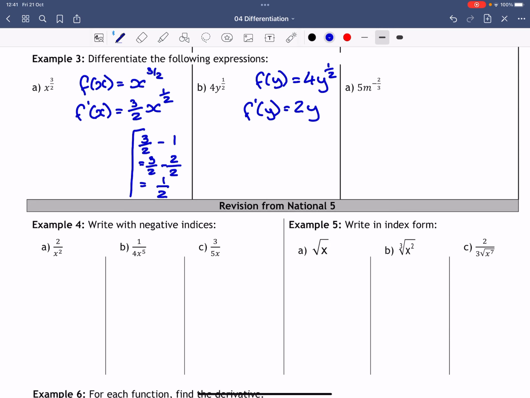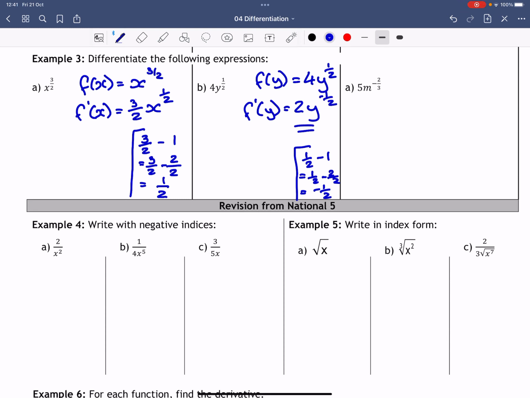Okay, so again, if you're not sure of that, go to the side, work it out. So 1/2 take away 1 is the same as saying 1/2 take away 2/2. 1 take away 2 is -1, so it's minus 1/2. Okay.